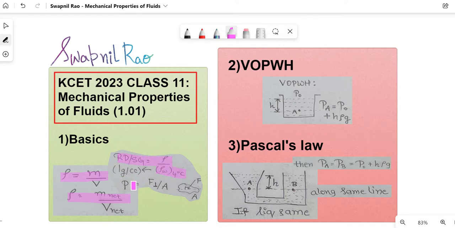And obviously this formula which everyone might know, which is pressure is equal to force by area, and force is going to be perpendicular to the area of contact or area of application. So P is equal to F by A. And do not get confused with rho and P. I've just mentioned it over here. So next one would be variation of pressure with height.